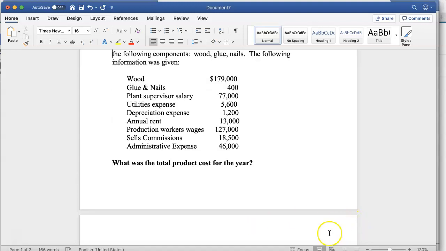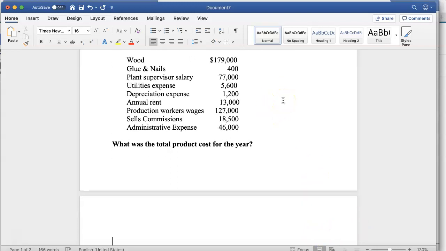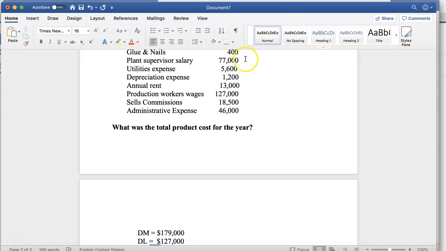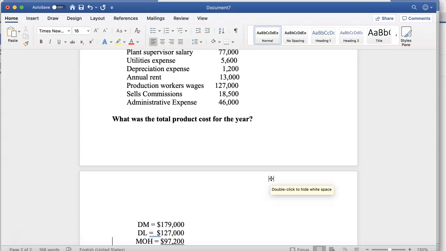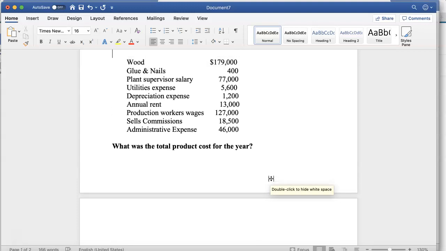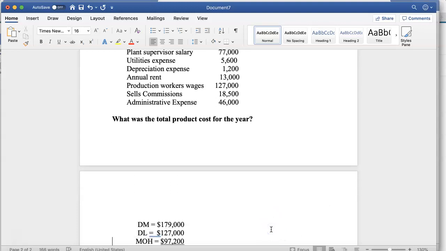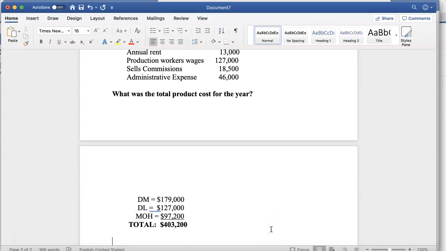That includes the wood that would be used in production. Direct labor was the production workers' wages. And then the manufacturing overhead I had to calculate. And let's go back up. That included the glue and nails, the plant supervisor salaries, utilities expense, depreciation, and annual rent. That was in the manufacturing overhead. And so once you add all of those costs together, the total cost was $403,200.